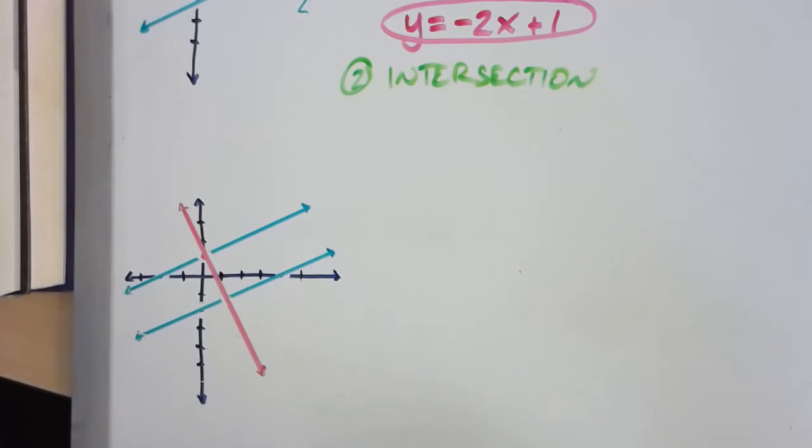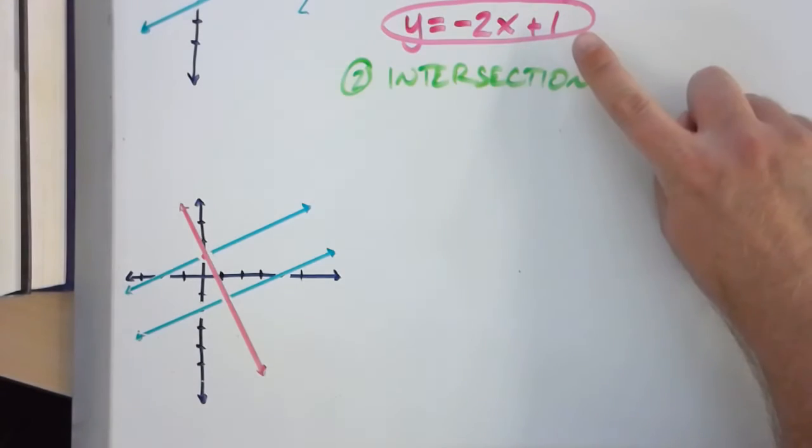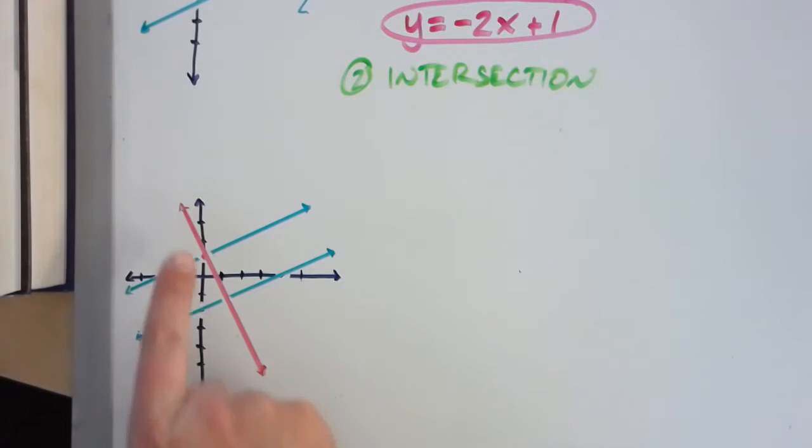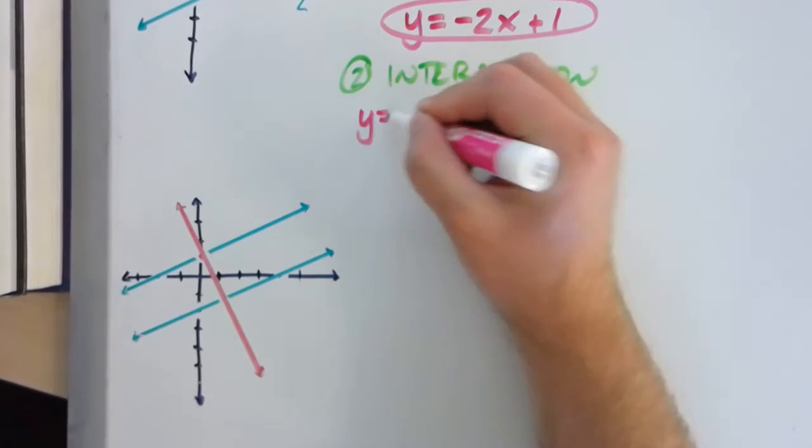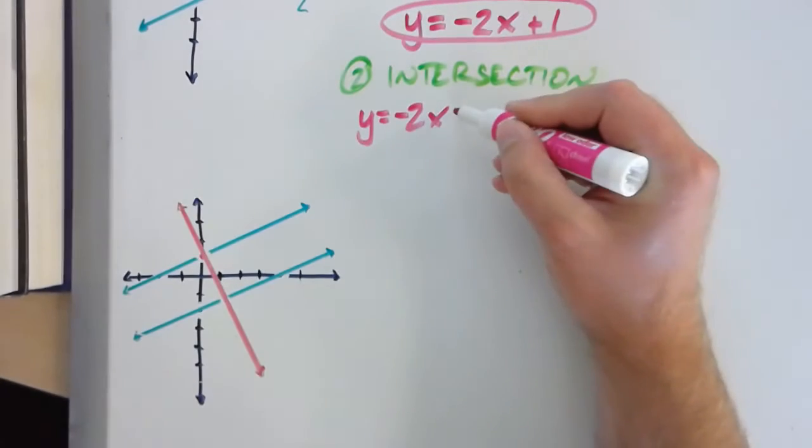So here's where this is going to come in handy. We're going to create a system of equations. The equation that we just found is the equation of this perpendicular red line right here: y equals negative 2x plus 1.